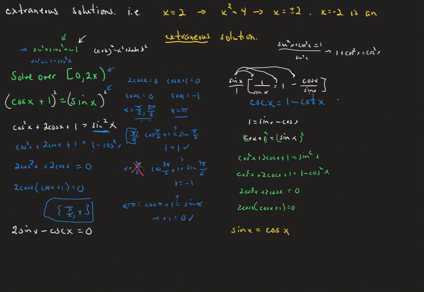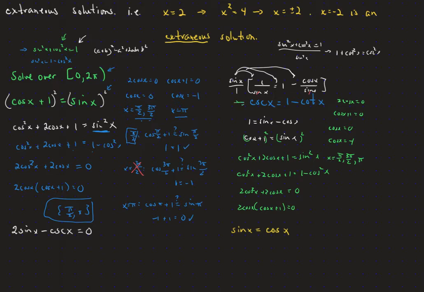And again, we're looking at 2 cosine x is 0, or cosine x plus 1 is 0, making cosine x equal to 0, or cosine x equal to negative 1. And for cosine x equal to 0, our choices are pi over 2 and 3 pi over 2. And to make cosine negative 1, we're back to pi. So let's try plugging those now in.